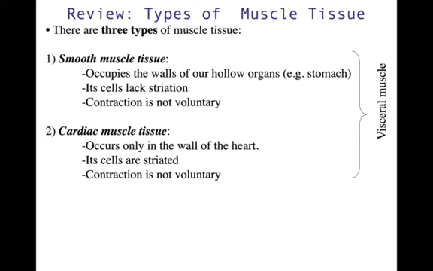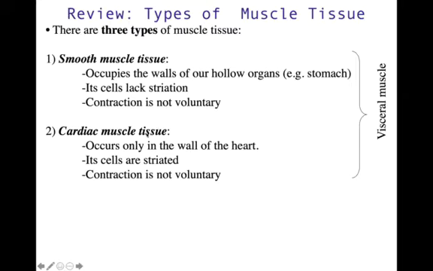Now the cells lack striations, meaning, and we'll see what this means later, there are no light and dark bands when you look at smooth muscle. So that's why we call it smooth. It doesn't have striations. Let me add this before I move on to cardiac. You find smooth muscle in other places besides just the walls of your hollow organs. You find it in your eyes, for example, and in your skin. In any case, though, they're still not striated and they're still not under voluntary control. But the majority of smooth muscle is in the walls of your hollow organs.